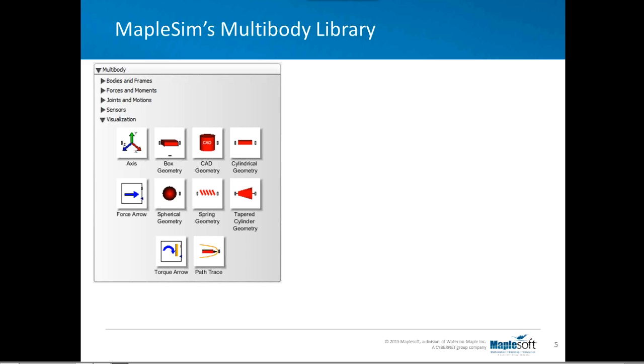There are visualization components for boxes, cylinders, springs, and tapered cylinders, and also for bringing CAD geometry from a CAD environment into MapleSim to attach to parts that move. So these components, basically in the examples that I'm going to be showing, are the actual visualization that will play out in the animations that I'm going to be showing.